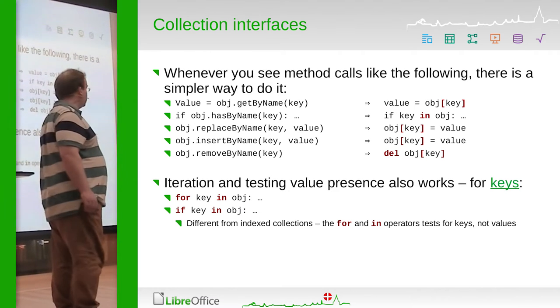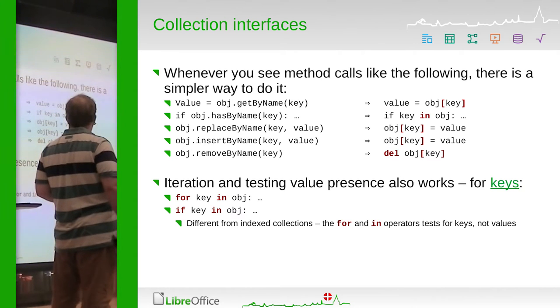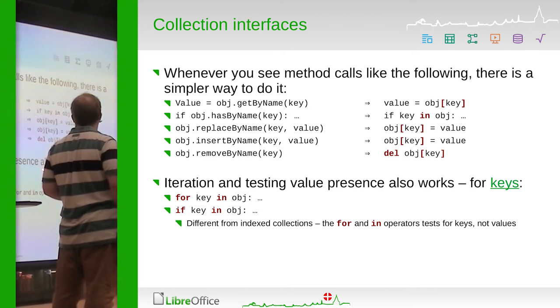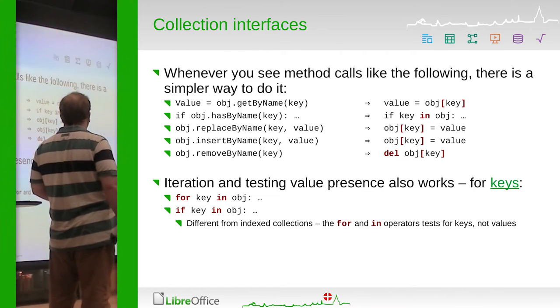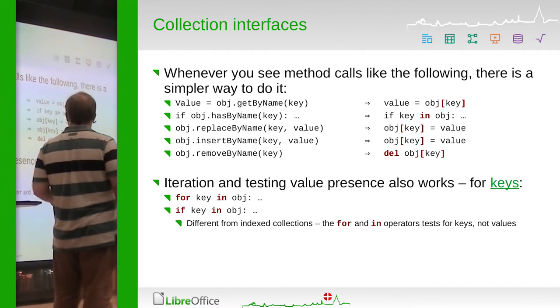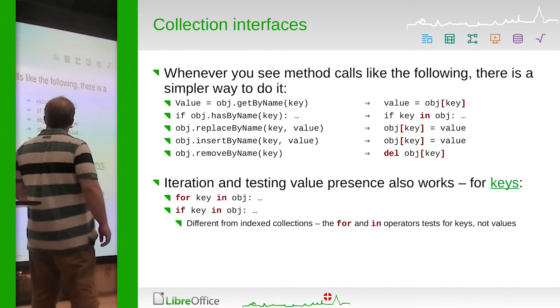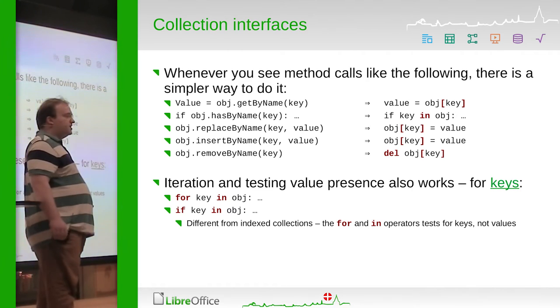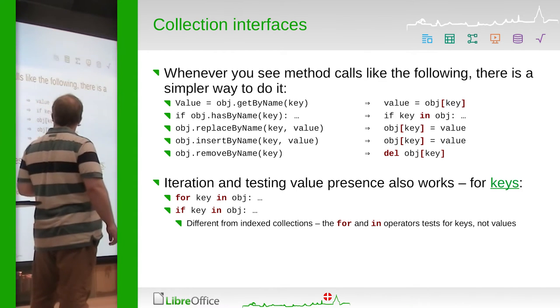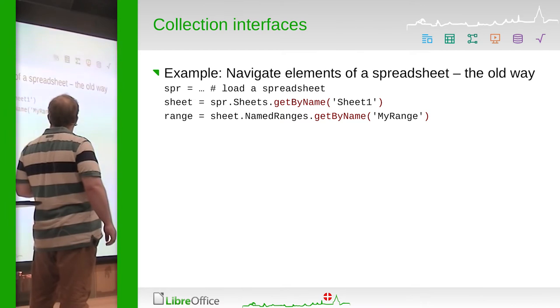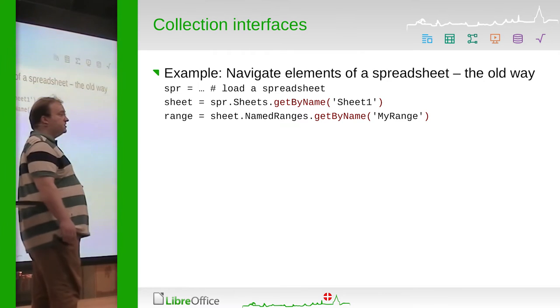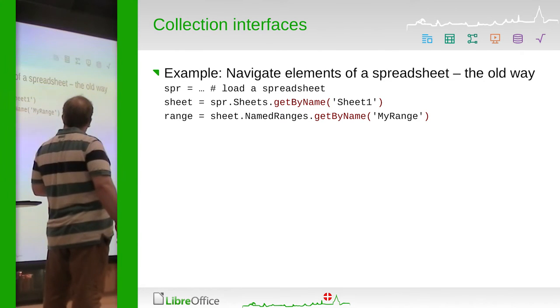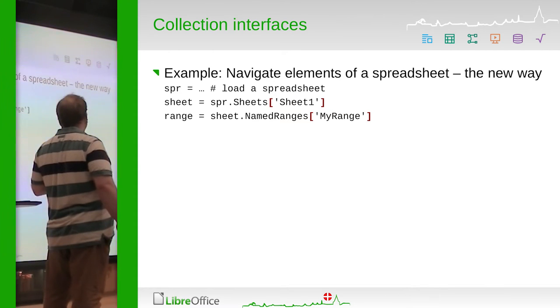The important thing to remember for this is that just like a Python dict, in this case, what for and in work on is keys rather than values. So if you do this with the XIndex interface objects, you will get values in this case, but for the XName objects, you'll get keys instead, same as the Python dict. So again, some obvious cases, accessing sheets or spreadsheets by name and the "name in spreadsheet" check. The old way you use the method access, and now you can simply subscript.